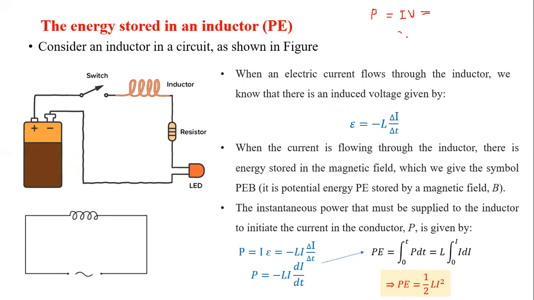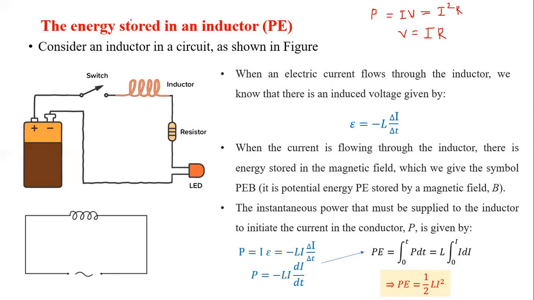Using Ohm's law, voltage is equal to current times resistance. So power is current times resistance times current, which gives heat, so power is current squared times resistance. Now, the energy stored in an inductor is potential energy.